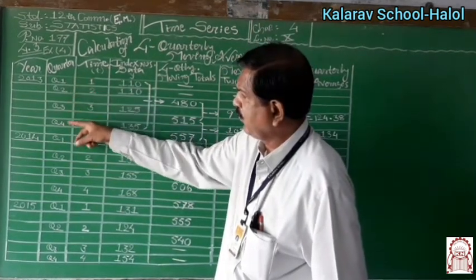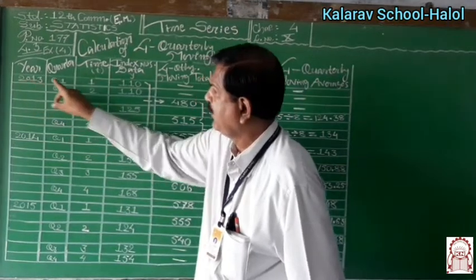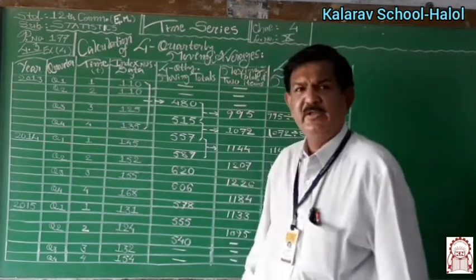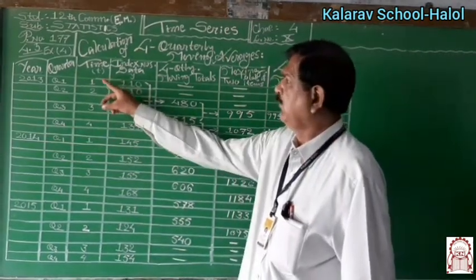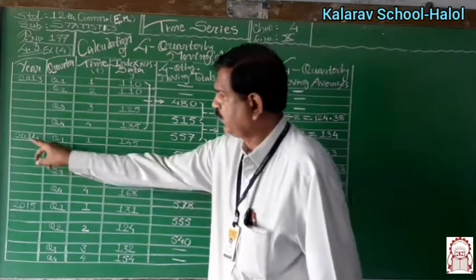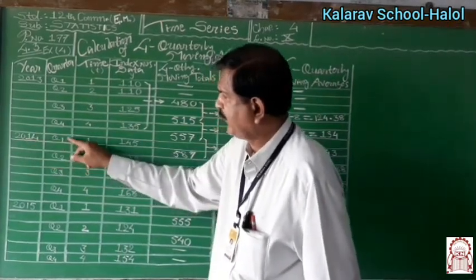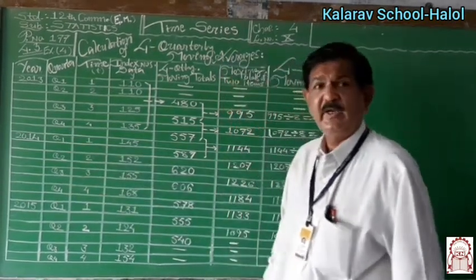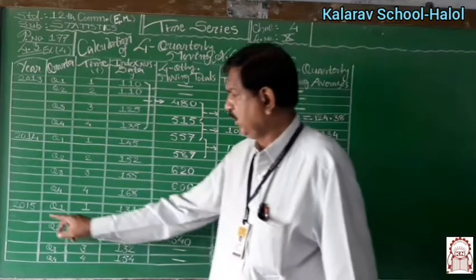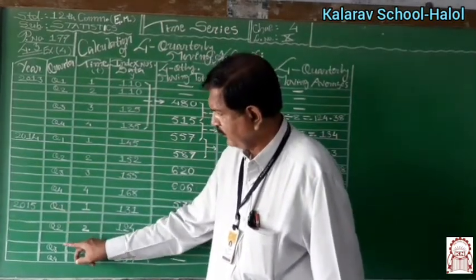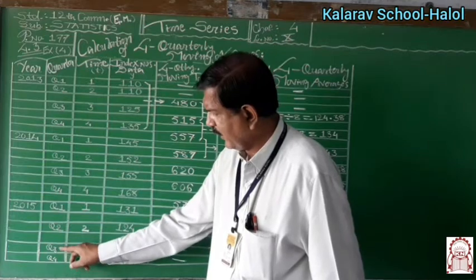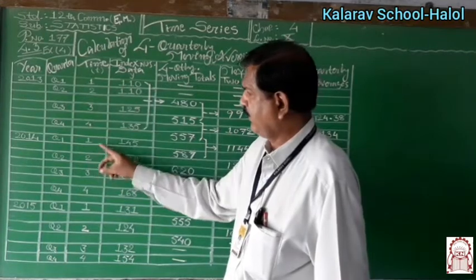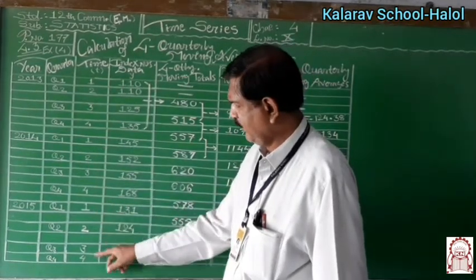Q1, Q2, Q3, Q4: in the whole of 2013 there are 4 quarters, first, second, third and fourth quarter, and therefore in the time column also 1, 2, 3, 4. Now year 2014: first, second, third and fourth quarter, 1, 2, 3, 4. And for the last year, 2015, Q1, Q2, Q3 and Q4 should be written continuously.